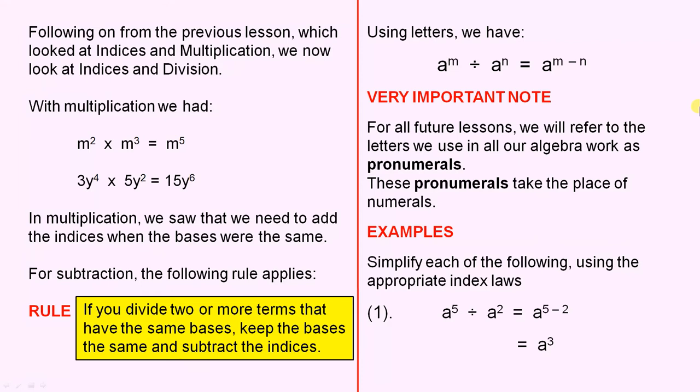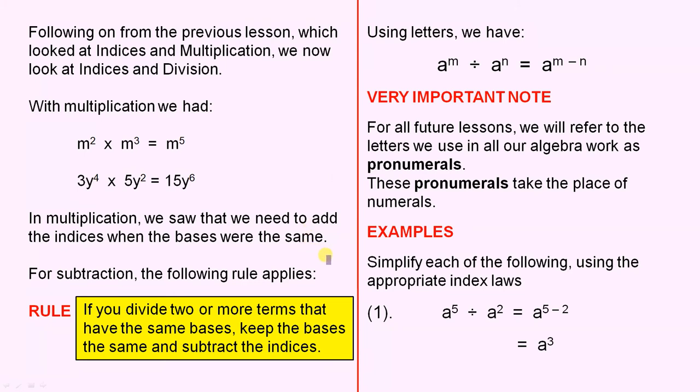With multiplication we had two examples here. M squared multiplied by m to the power of 3 was m to the power of 5. We saw that when we had this situation where the bases are the same, we just add the indices. Likewise, when we had this situation, we multiply the coefficients, 3 5s are 15, and because the bases are the same, we add the indices. In multiplication, we saw that we need to add the indices when the bases were the same.